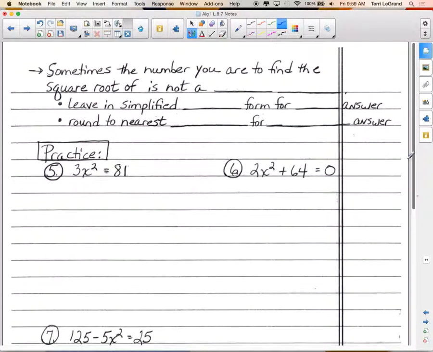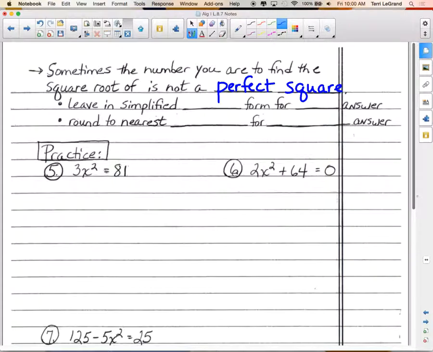Okay, so sometimes the number you're going to find the square root of is not a perfect square. Not all numbers are. Can you give me an example of a number that's not a perfect square? 5. Are there lots of not perfect squares? Yeah, there's a whole bunch of them.